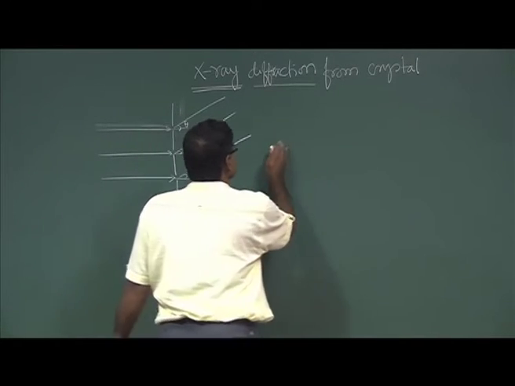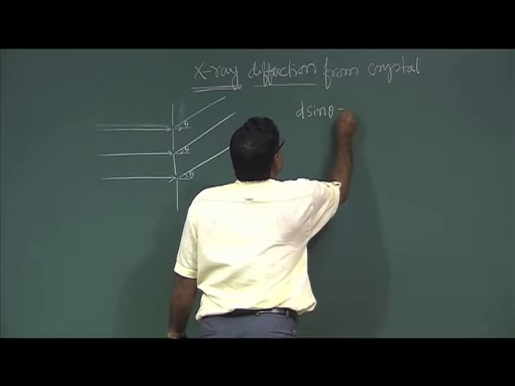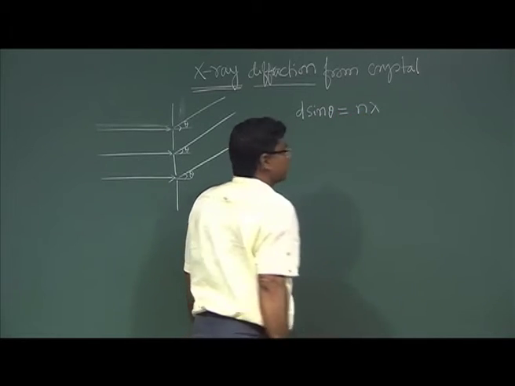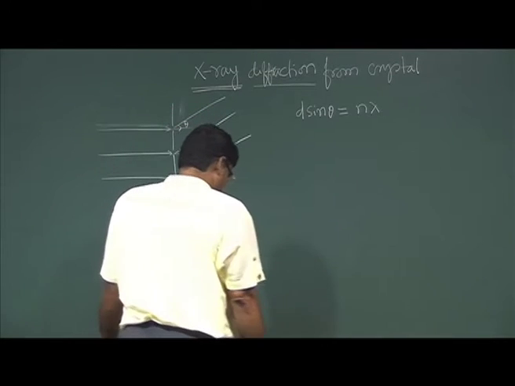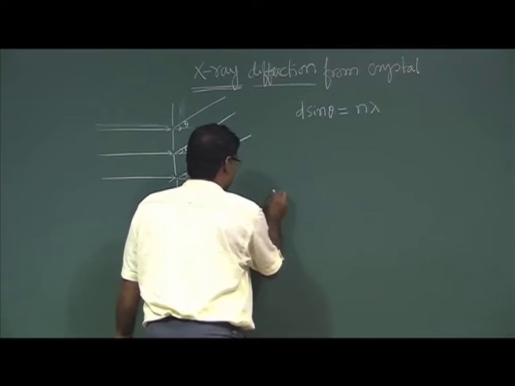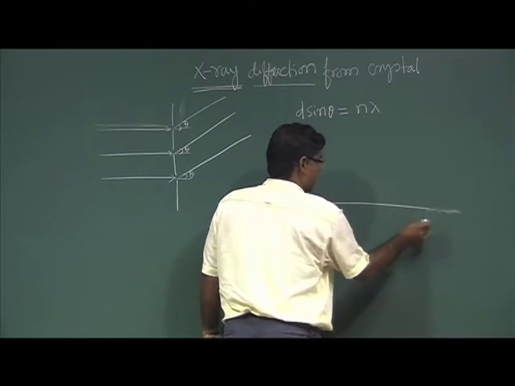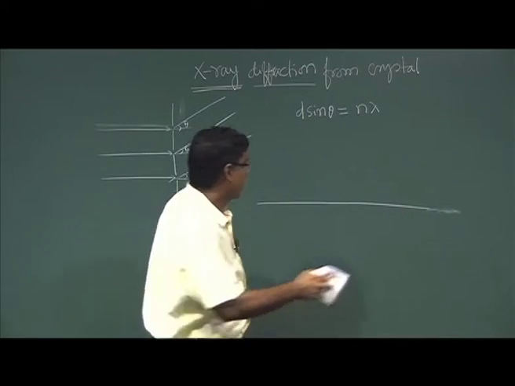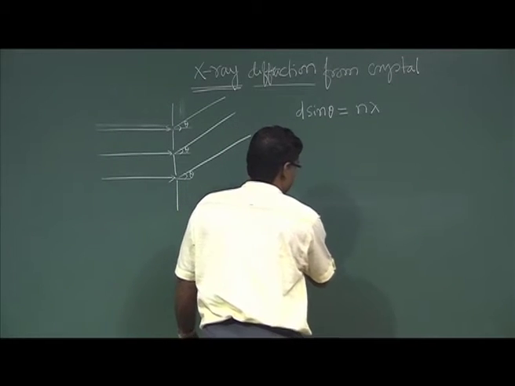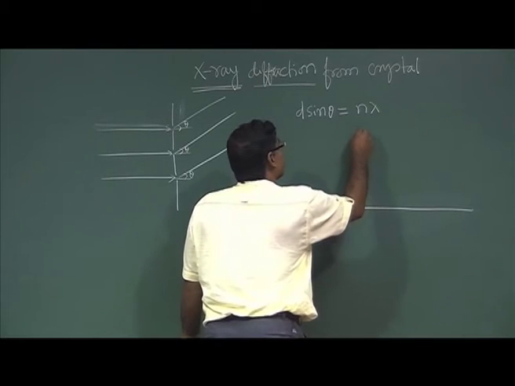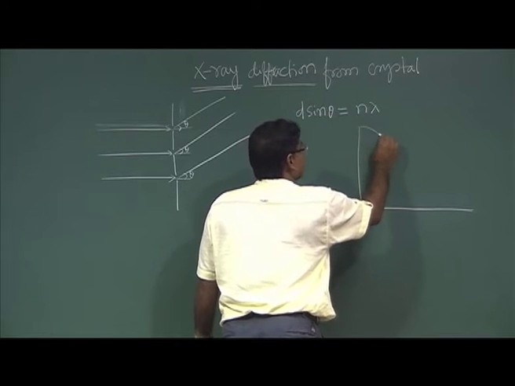Then we have seen that d sin theta equals n lambda, that is the condition for principal maxima. For this grating we have a diffraction pattern like this.